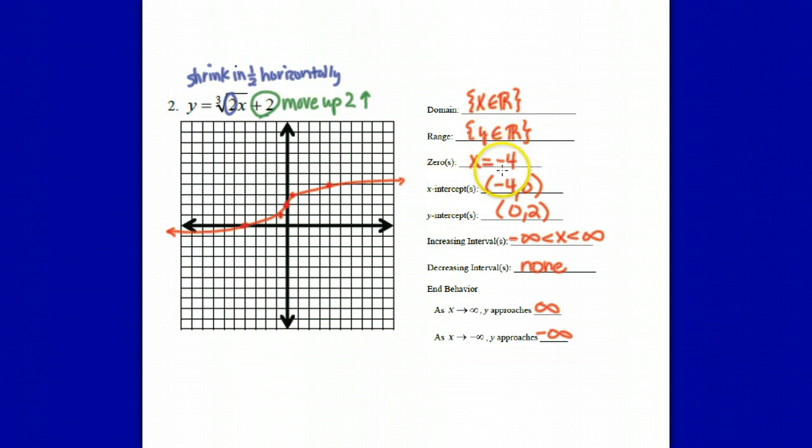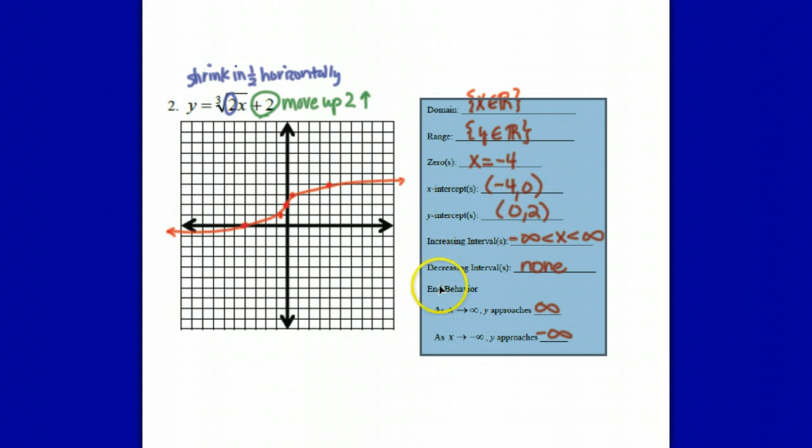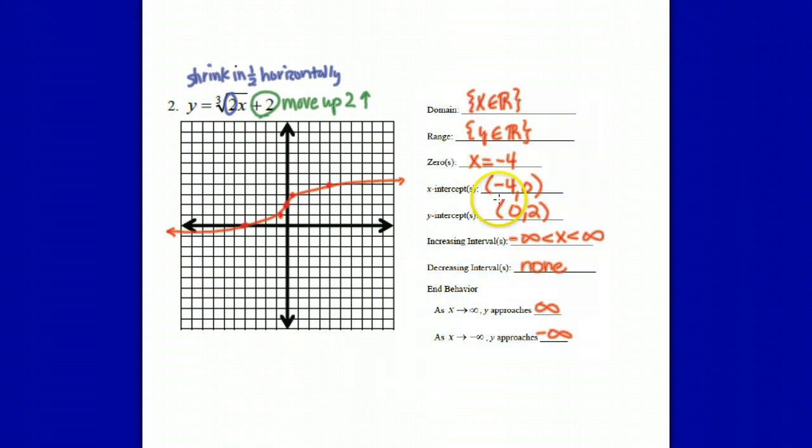Okay, zeros again are where you hit the x-axis. Here it hits it at -4. If I'm being asked about an x-intercept, all I have to do is write it as a point. And again, anytime you're looking for an intercept, the other letter is 0. If I'm looking for x, then y is 0. If I'm looking for the y-intercept, then x is 0. And again, this one right here, I could go look. If I didn't have it graphed, I could go look it up in my table if I wanted to.